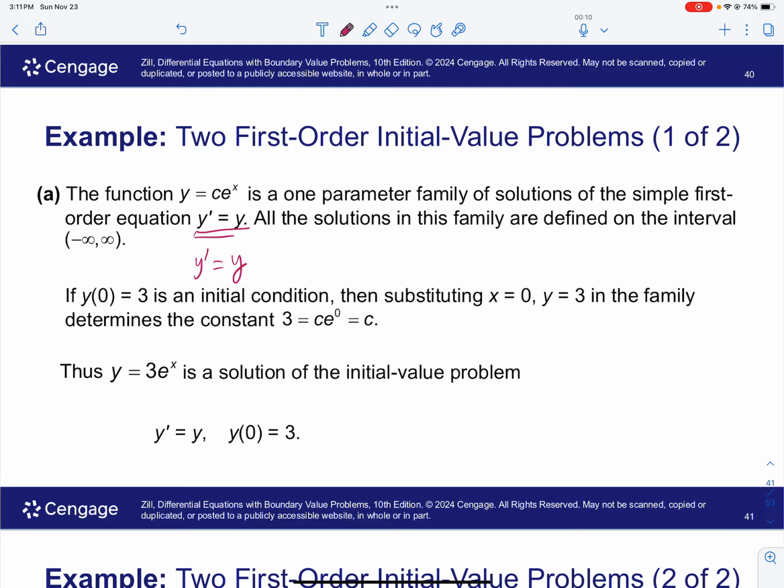How about 2e to the x? How about 3 times e to the x? It's still the same. Are you guys with me? So the general solution is what? y equal to ce to the x.